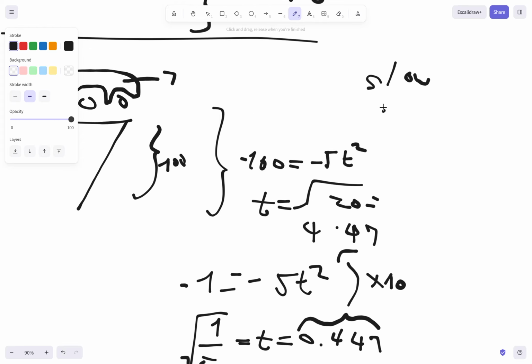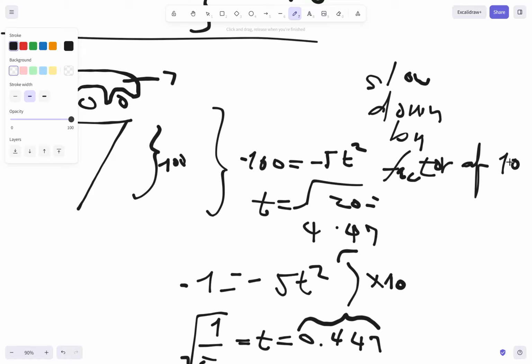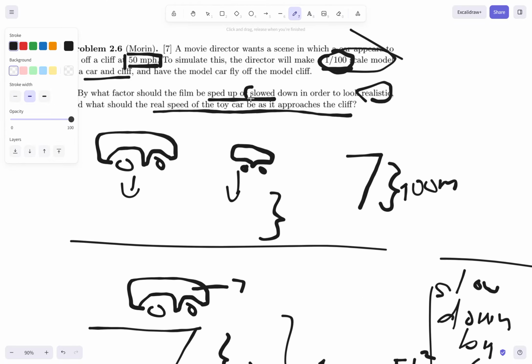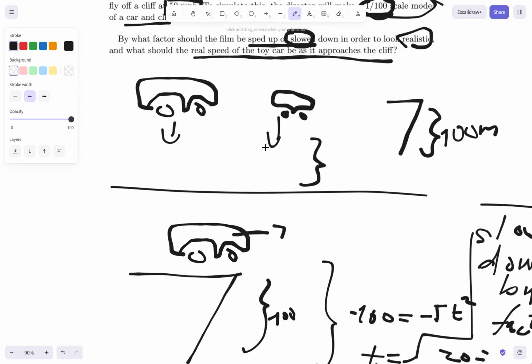So we're going to slow down by a factor of 10. That's the answer. Everything is going to slow down. You could say we're going to speed it up by a factor of 1/10, but that's a bit silly. We'll just say slow it down by a factor of 10.